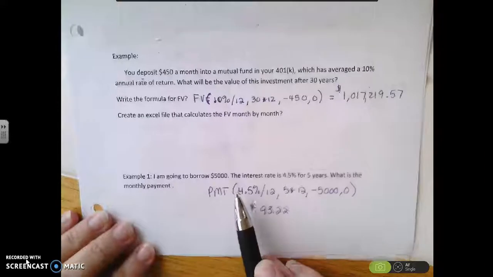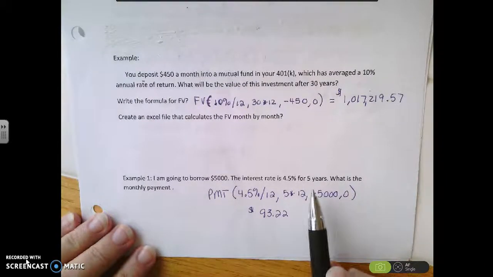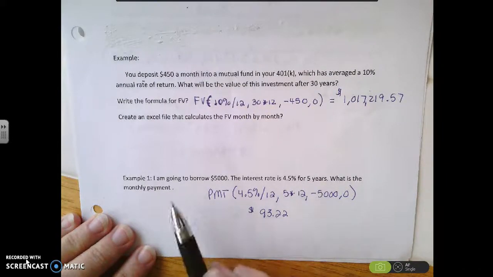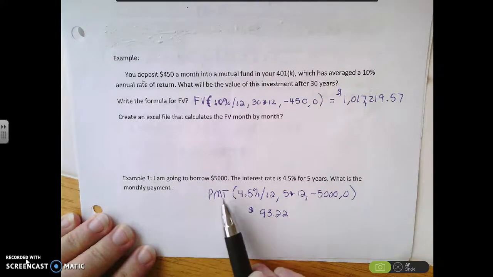Okay? Here's another example. I'm going to borrow $5,000. The interest is 4.5% for 5 years. What's the monthly payment? So I'm going to use the PMT function.